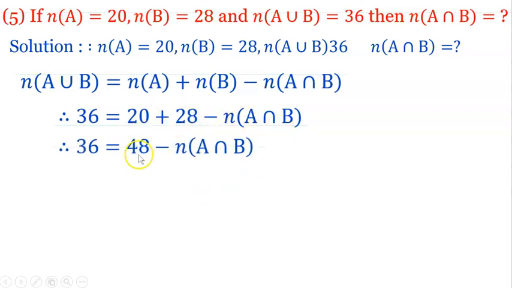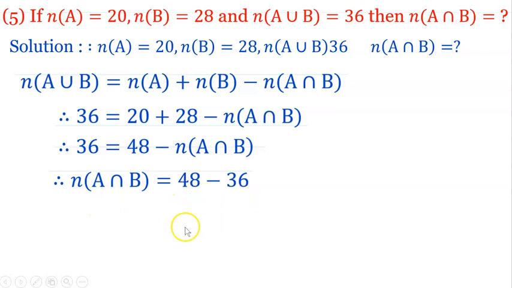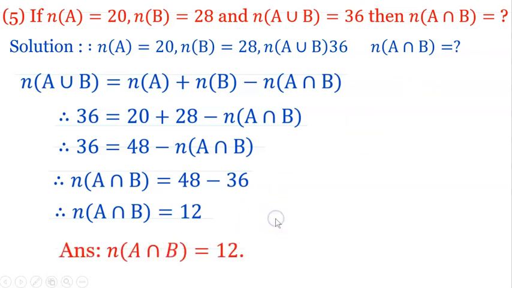जी टोटल किती आली तर 48. 36 is equals to 48 minus N of A intersection B. Therefore, N of A intersection B is equals to 48 minus 36. Therefore, N of A intersection B is equals to 12. Okay, this is the required answer. N of A intersection B is equals to 12. Easy question आहे तो.